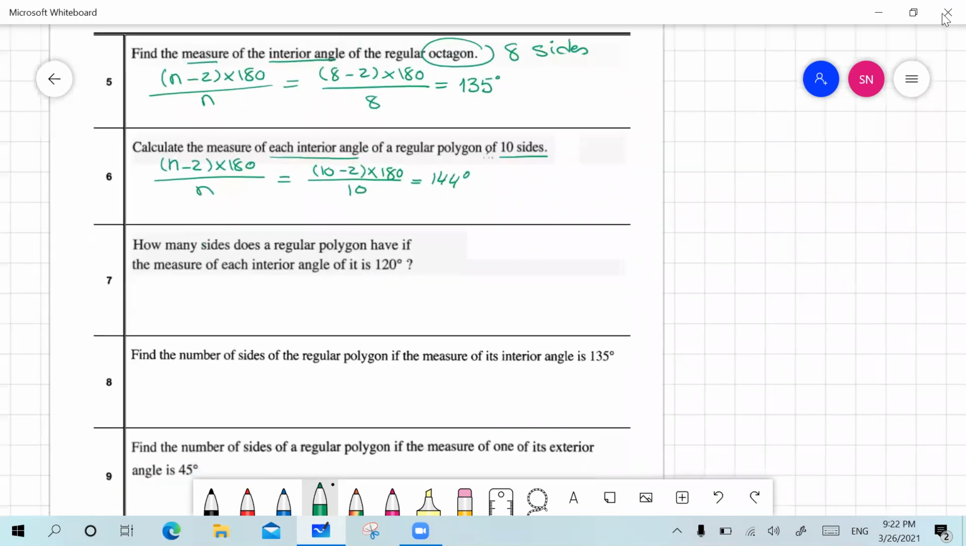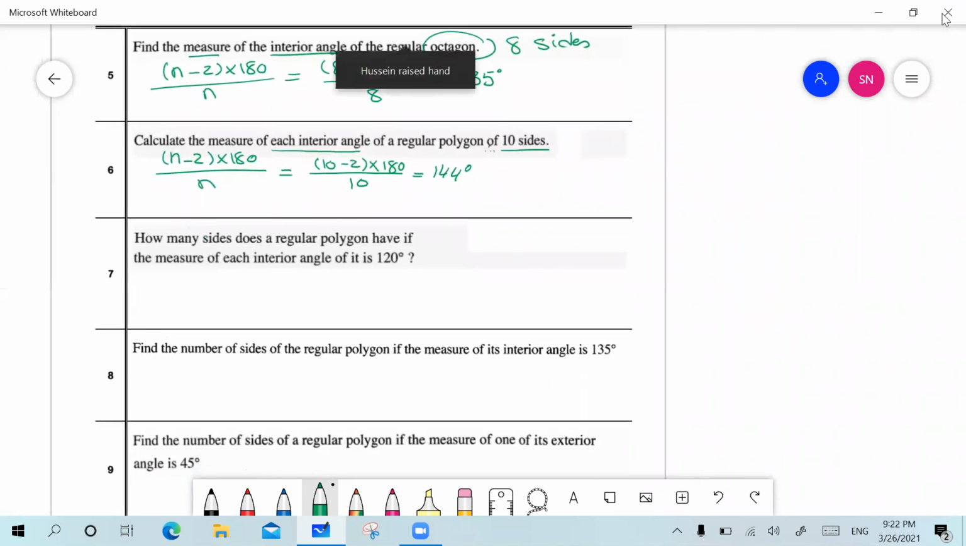Okay, let's go now to question number 7. How many sides does a regular polygon have if the measure of each interior angle of it is 120?